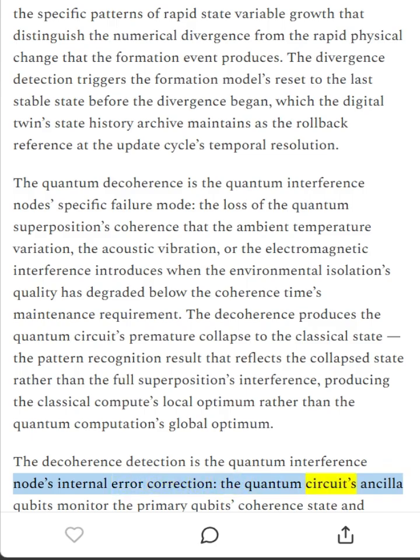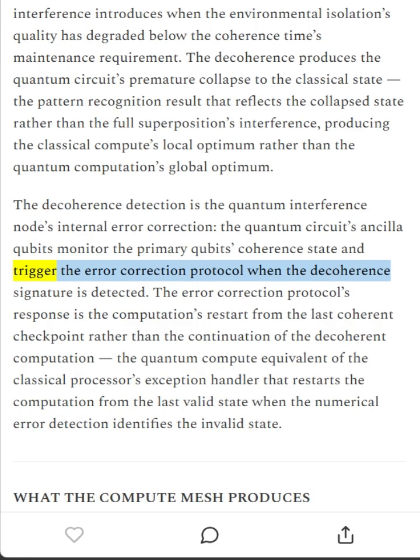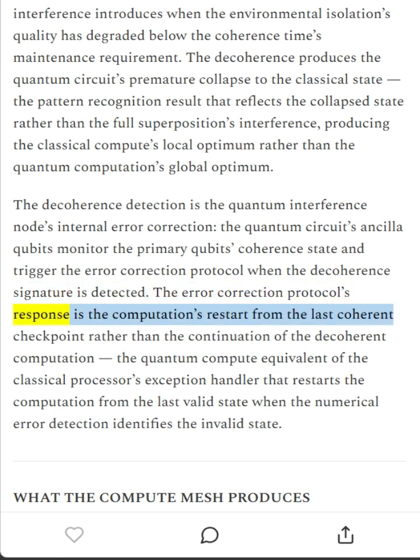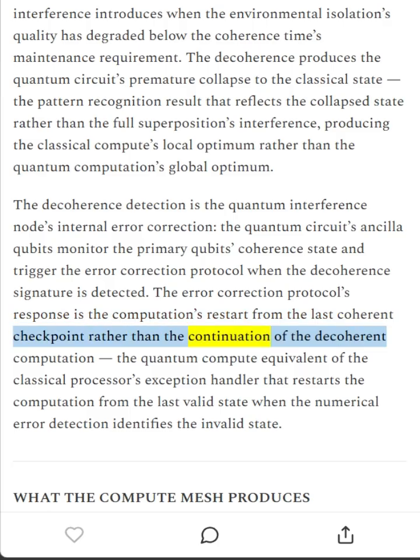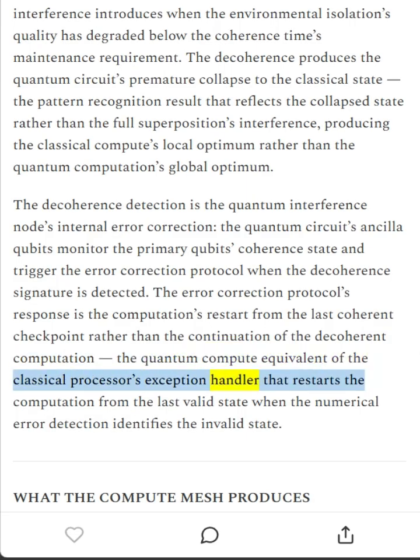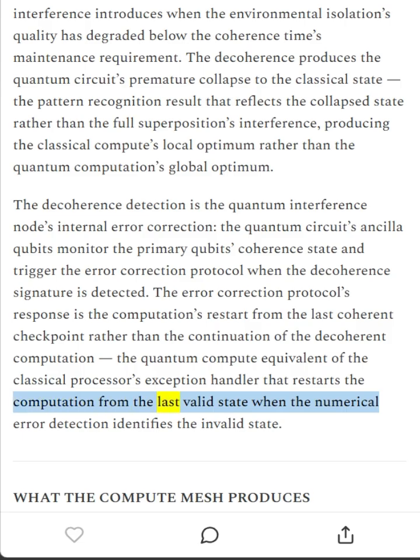The quantum circuit's ancilla qubits monitor the primary qubit's coherent state and trigger the error correction protocol when the decoherence signature is detected. The error correction protocol's response is the computation's restart from the last coherent checkpoint rather than the continuation of the decoherent computation, the quantum compute equivalent of the classical processor's exception handler that restarts the computation from the last valid state when the numerical error detection identifies the invalid state.